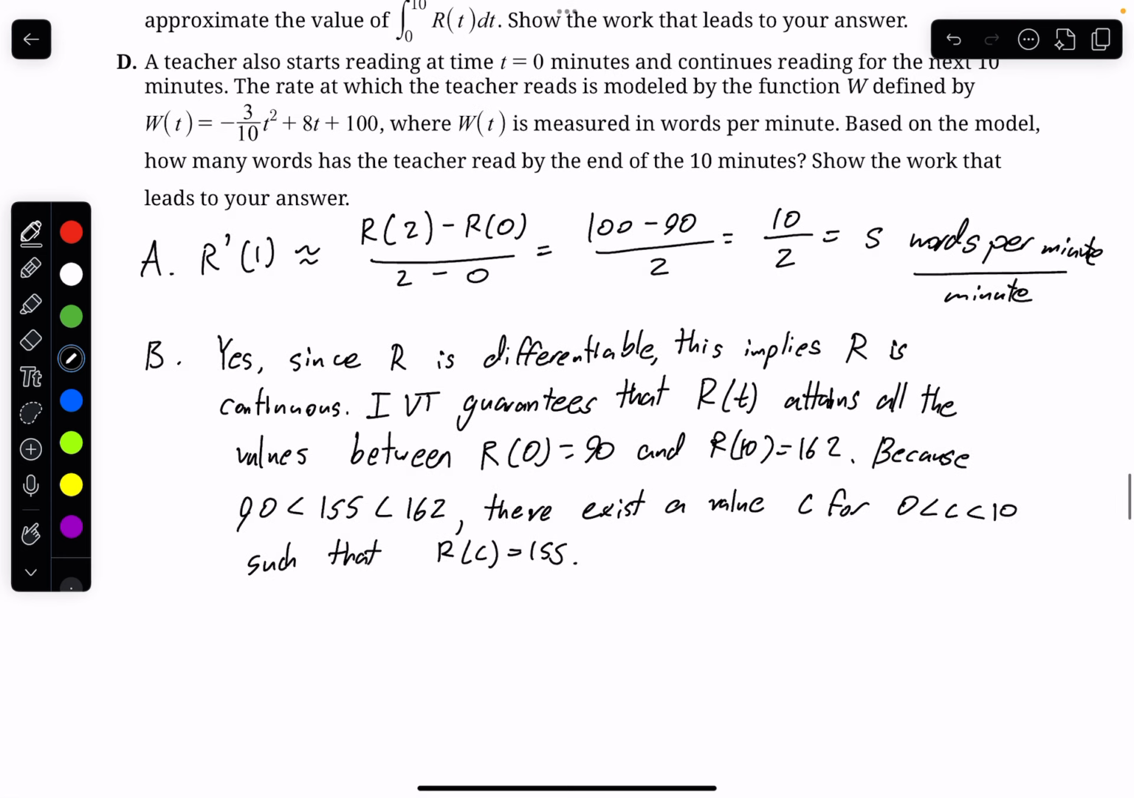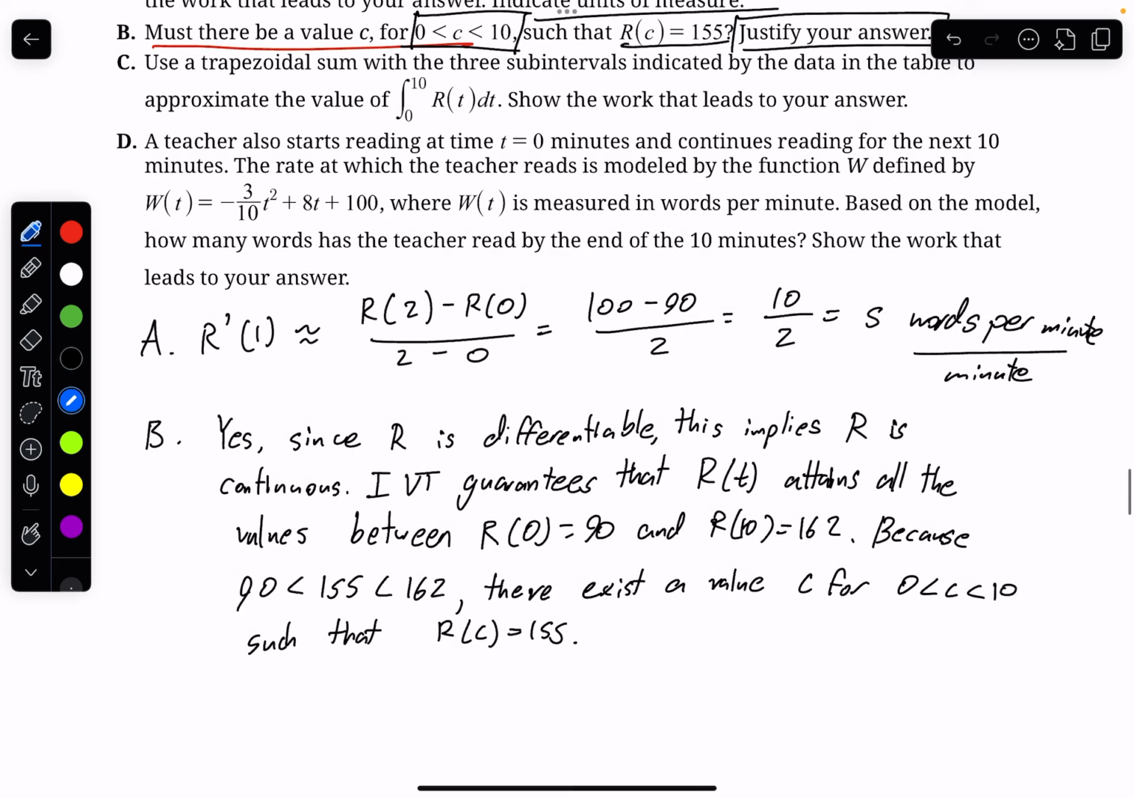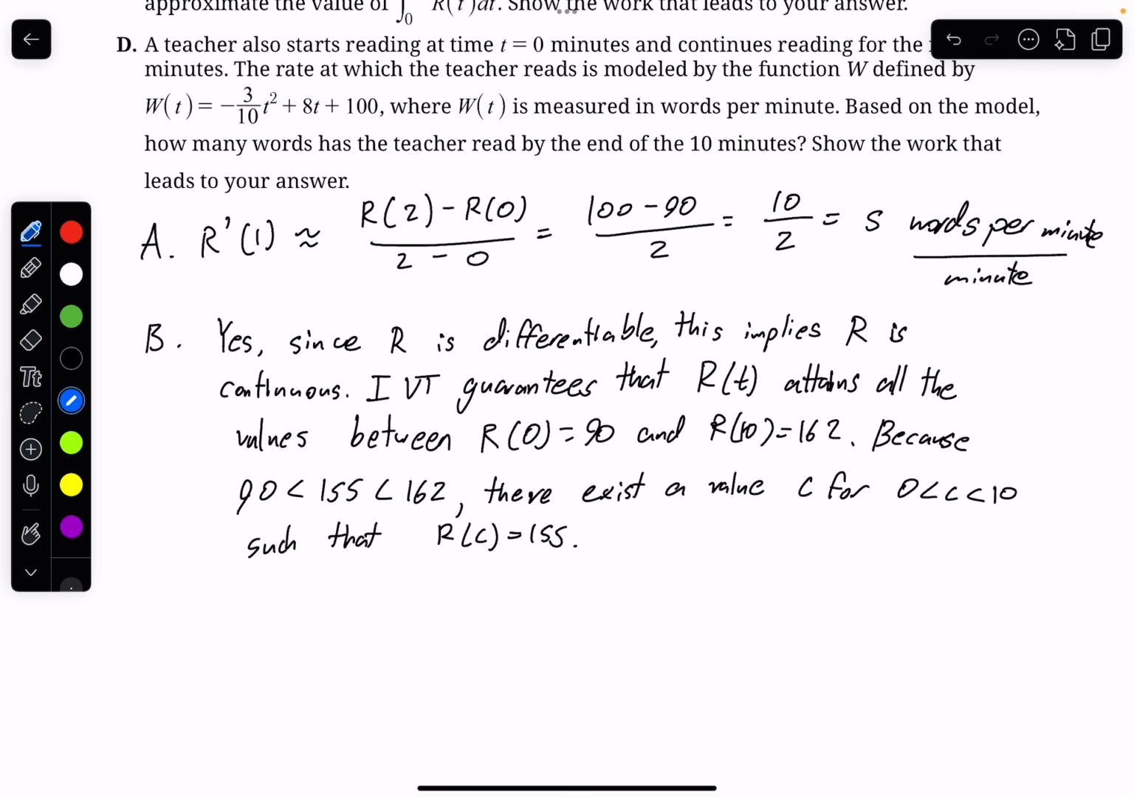So this is a little bit wordy. You could have simplified this a little bit, but essentially the key points behind this, in what I believe, is that you have to say that R is continuous because it is differentiable. That's one of the key points that they want you to touch on. That's why they gave you differentiability.